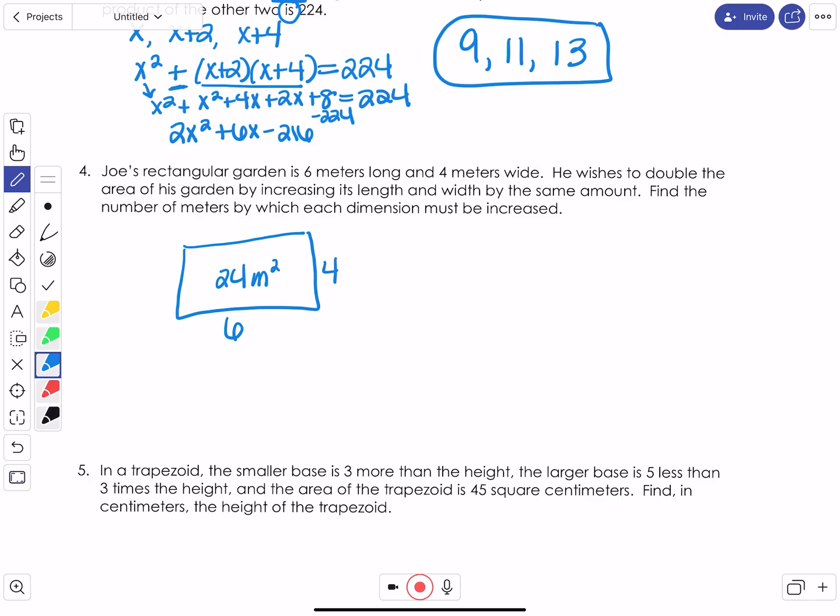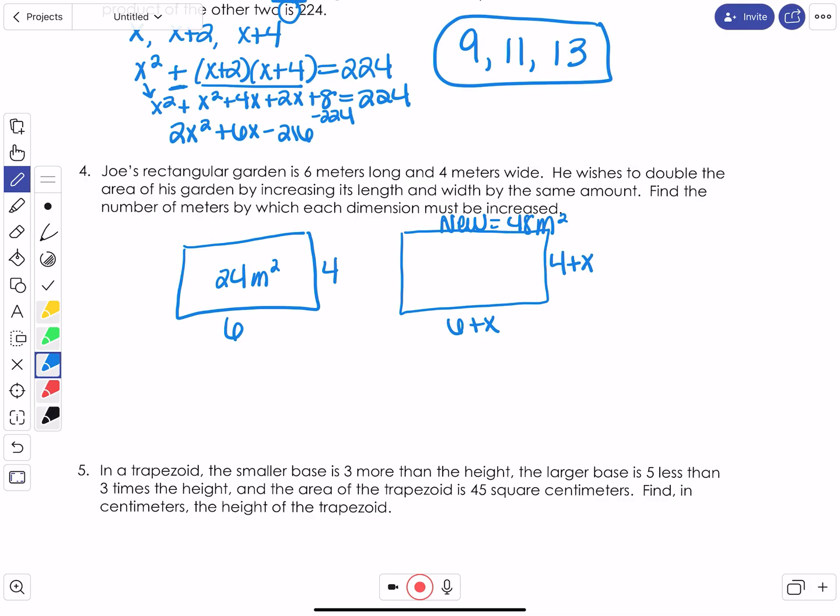So our new area, if we're going to double it, is going to be 48 meters squared by increasing its length and width by the same amount. Okay, so if we're going to be increasing by the same amount, we don't know what we're adding to it, but we know that we are going to add x to both sides. Okay, all right, so this is how we've set up. Find the number of meters which each dimension must be increased.